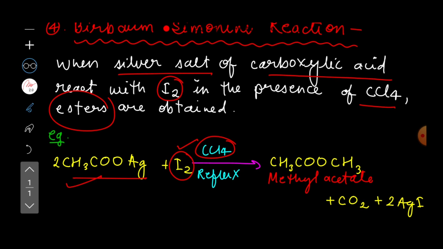This was the method of preparation for fluoroalkane, where salts such as Hg2F2, CoF3, AgF, and SbF3 can be used. Third was the Hunsdiecker reaction, when silver salt of carboxylic acid dissolved in carbon tetrachloride is treated with bromine. There, bromoalkane is formed. But when we take iodine instead of bromine, we find the ester.